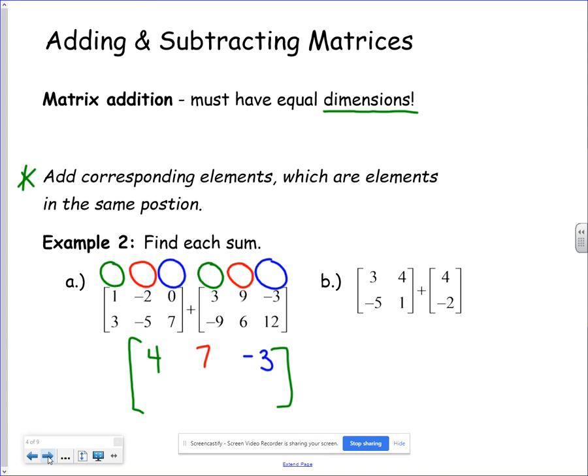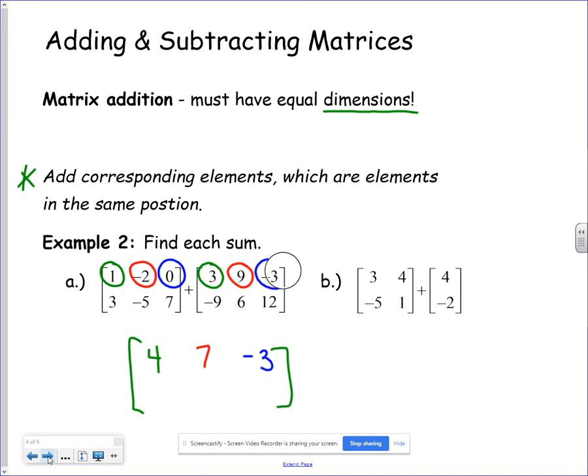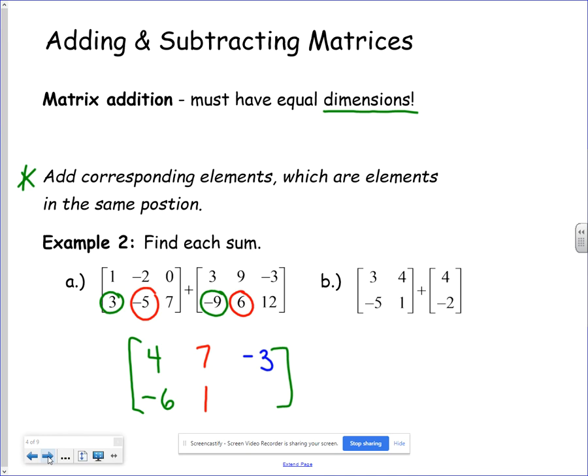Now I would take, oops. So now, I would take the element in position 2, 1 and add it to the element in position 2, 1. 3 plus negative 9, negative 6. Negative 5 plus 6, 1. And then last, 7 plus 12, 19. So this is our answer.